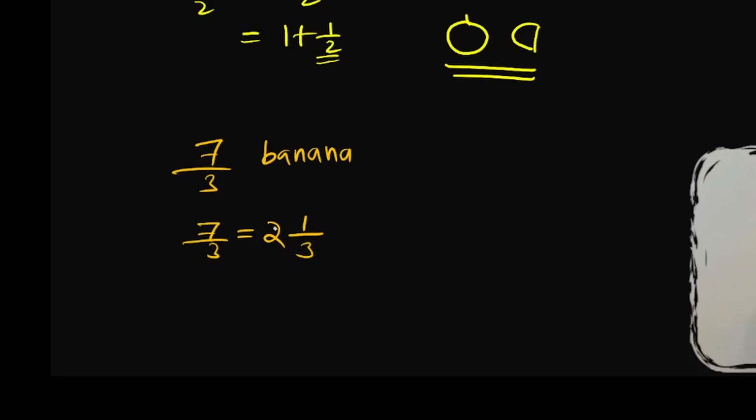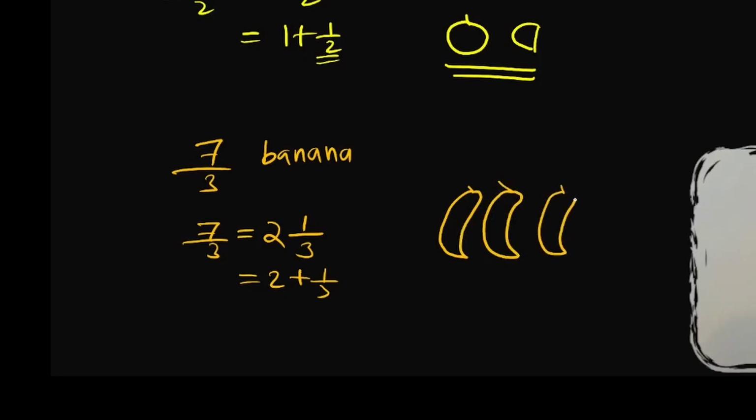What is 2 1 by 3 banana? 2 and 1 by 3, or 2 plus 1 by 3 banana. What does 2 1 by 3 banana mean? One full banana, another full banana, then the third banana I'm cutting into three equal parts. I'm taking one of them. That much banana is called 2 1 by 3 banana.